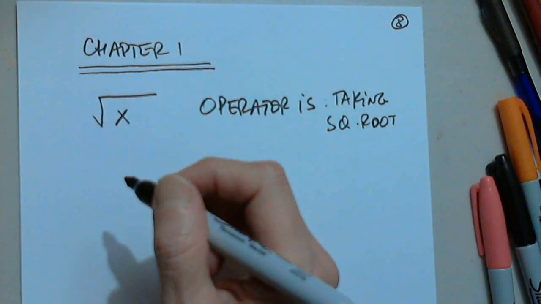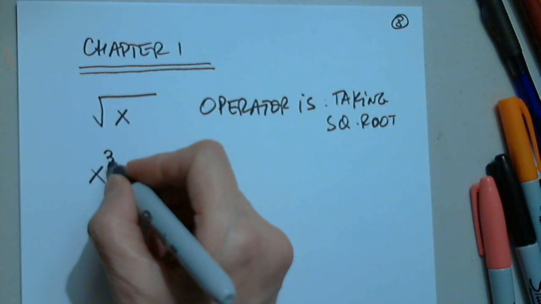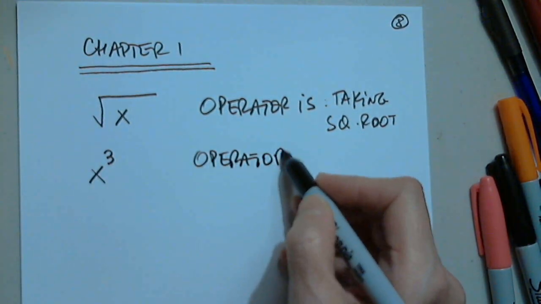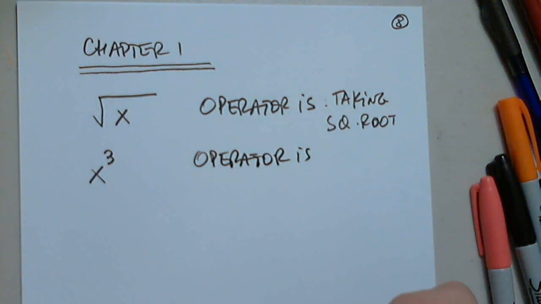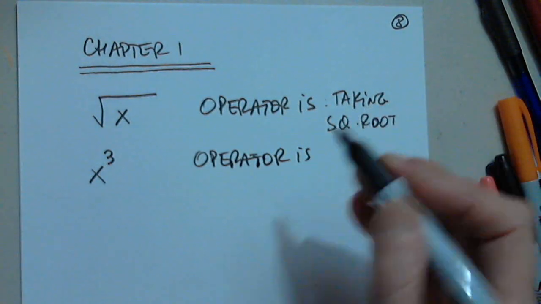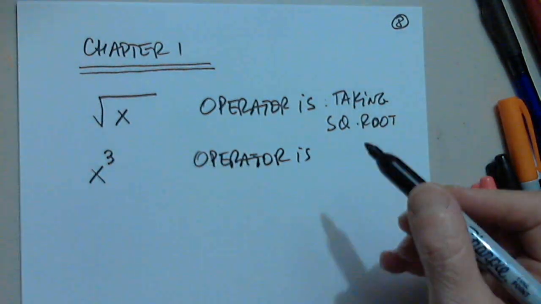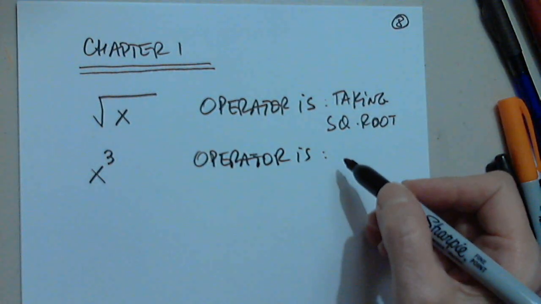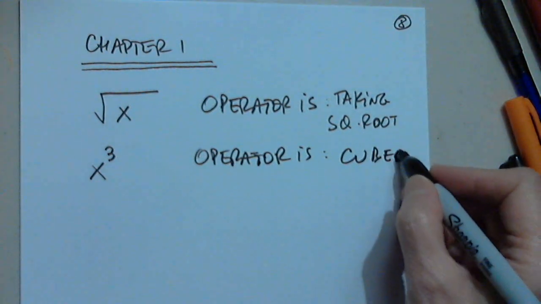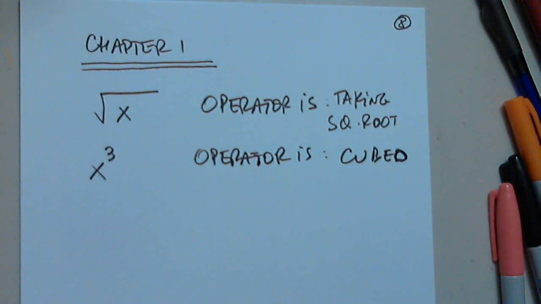Good. What if I ask you x to the third? What is the operator now? By operator, I mean, what am I doing to x? Cubed. Yes. Cubed. I'm cubing x.